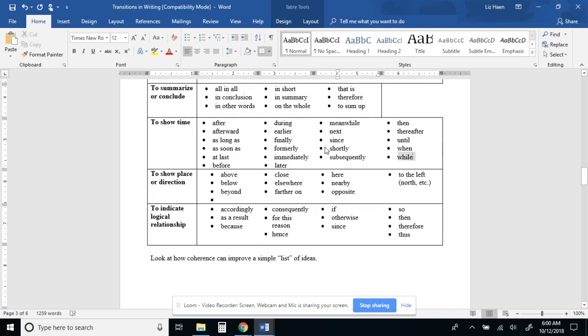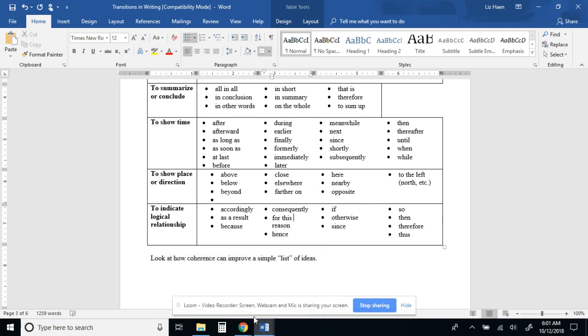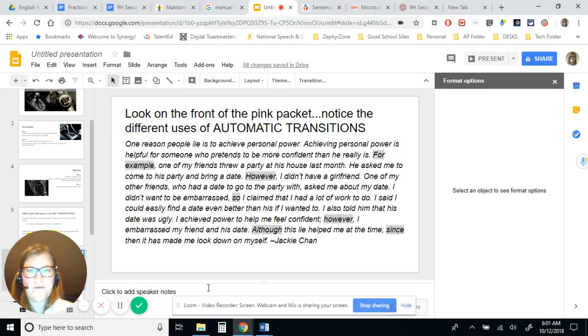If you want to show the relationship between time, you would use these ones. So, like, after I went to the party, that's showing that what I'm about to say happened after what I just said. To show direction or time, and then to indicate logical relationship. So, like, therefore means that this one thing caused the other. Because, accordingly is the same thing. Like, this caused the next. So this is mostly talking about what causes the other. So take a look at those transitions, because those are going to be the ones that you use pretty regularly as automatic transitions.